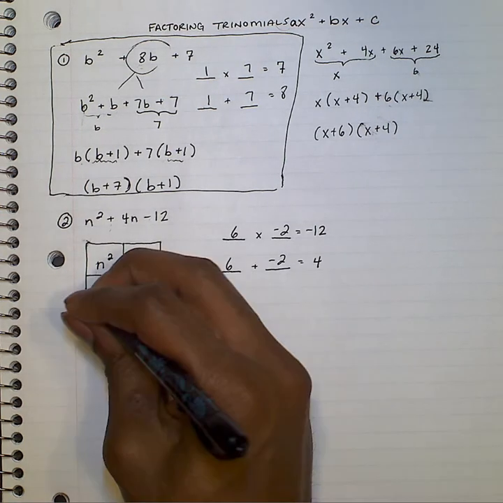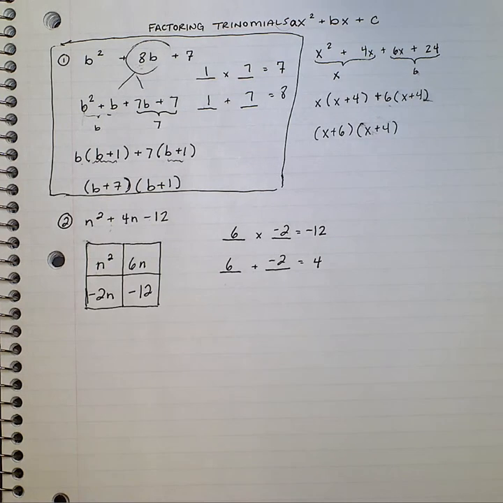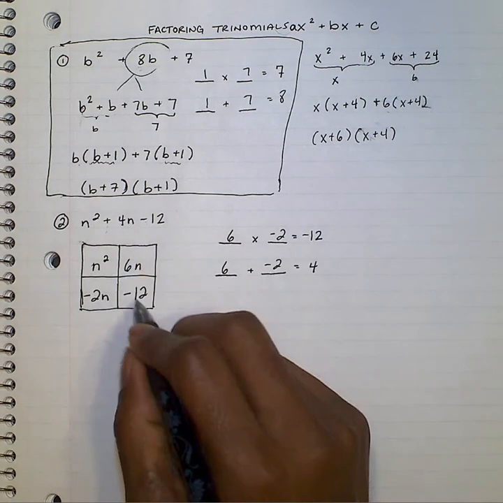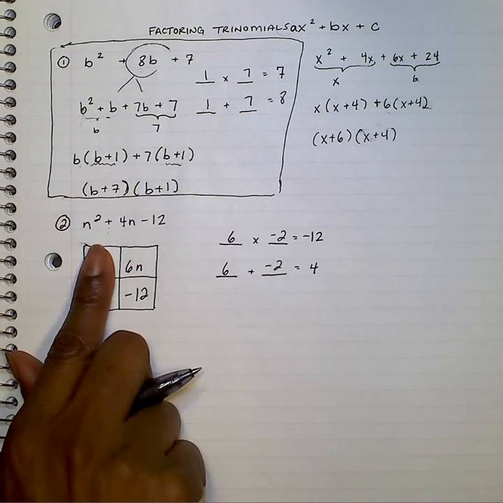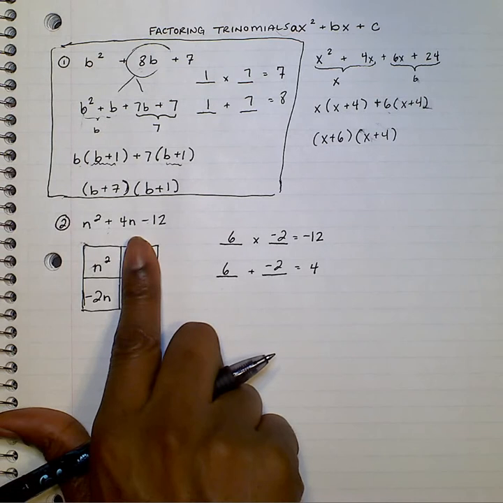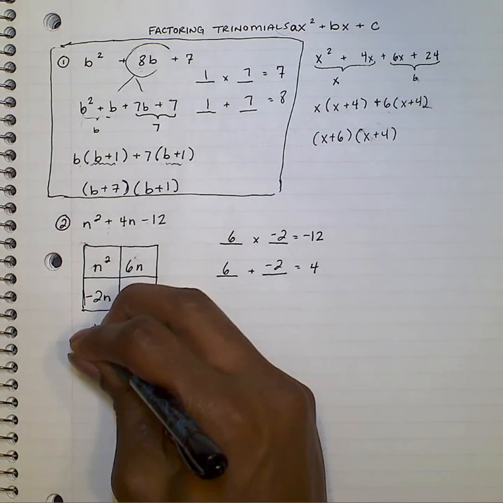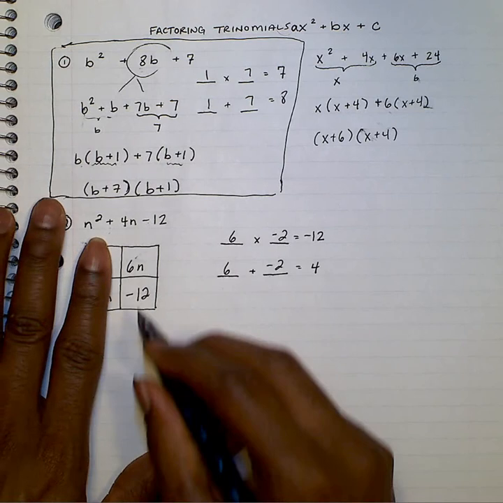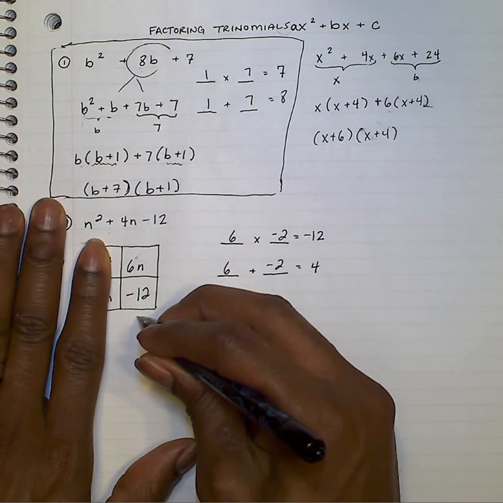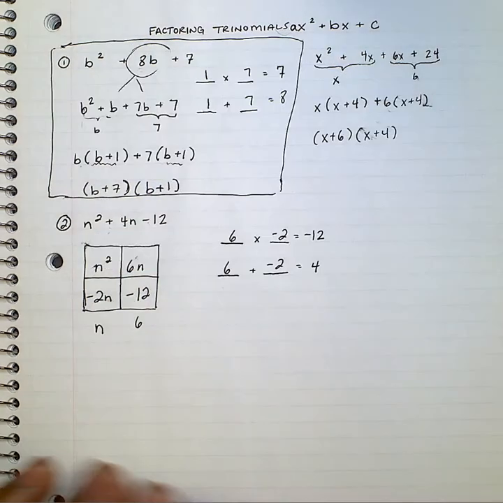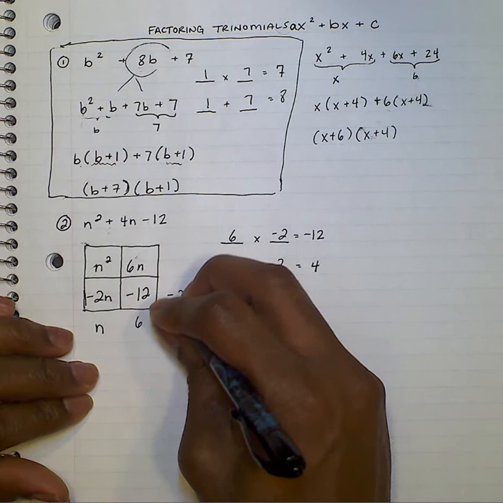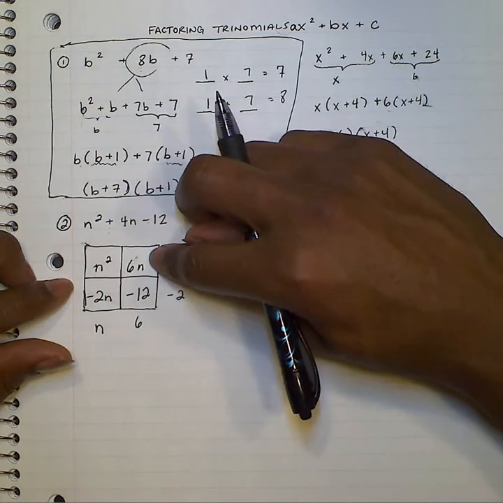6n, negative 2n. And so now I am going to factor, kind of do the box method backwards. I'm going to go through each row and each column and find the GCF. GCF between these two is n. GCF between these two is 6. GCF between these two, both negative, I'll say negative 2. And GCF between these two, n.